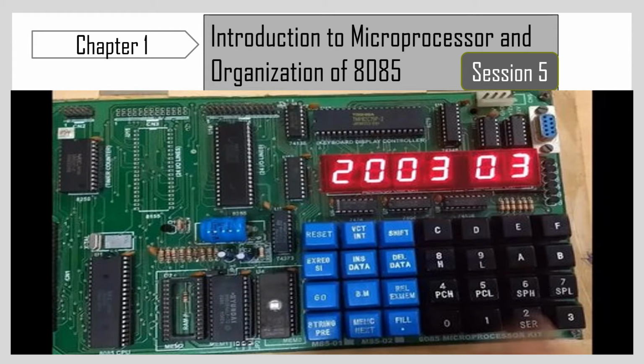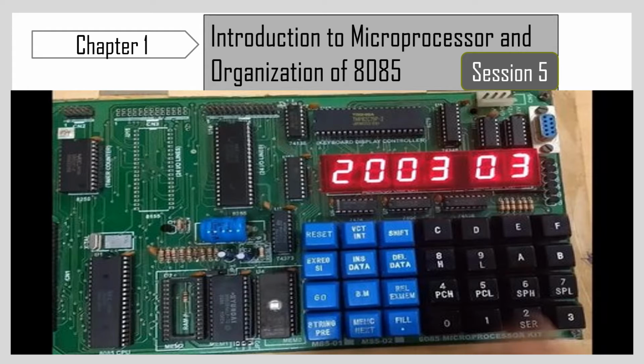X1, X2, reset out, SOD, SID, trap, then RST 7.5, RST 6.5, RST 5.5, then INTR, INTA bar, AD0, AD1, AD2, AD3, AD4, AD5, AD6 and AD7, VSS. So we have completed this with their explanation in detail. Then in the next session, we went through about half of the remaining 20, till pin 36. So let us see which are there.